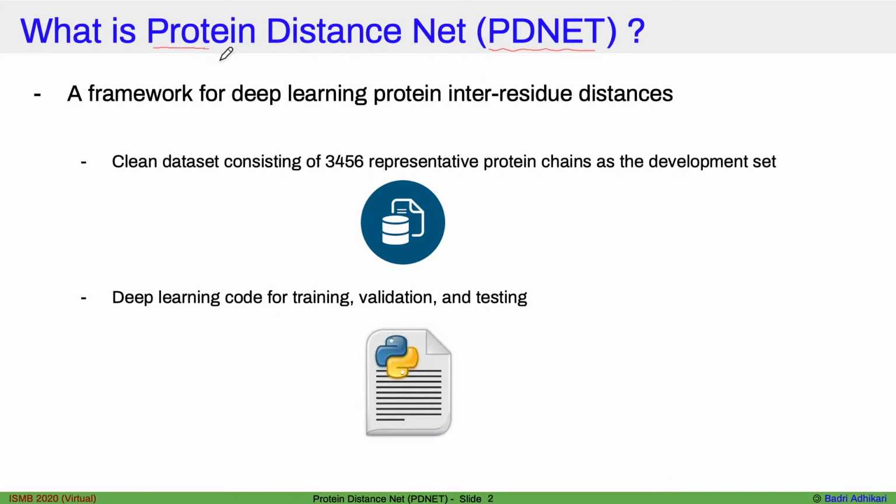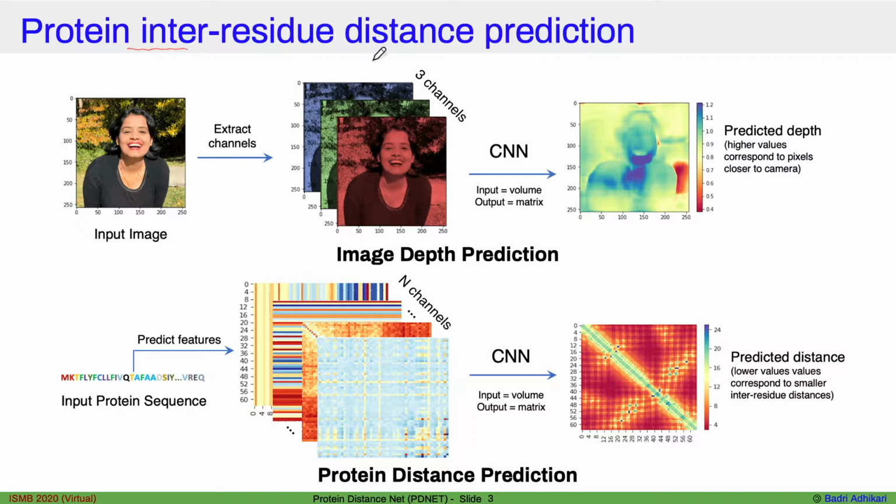PDNET, or Protein Distance Net, is a framework for deep learning protein interresidue distances. The framework consists of two things. First, it consists of a dataset of around 3.5 thousand protein chains as the development set. And second, it consists of all the deep learning code that you need for training, validation, and testing, all for predicting interresidue distances.